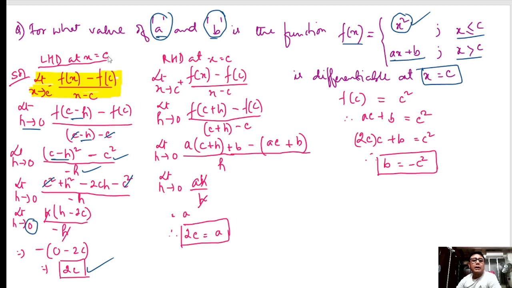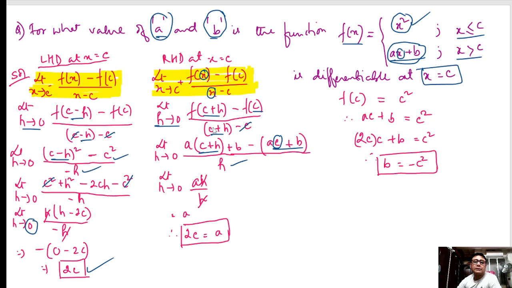Similarly, now I will check the right hand derivative of the function. So x tends to c plus, that means I will take x as c plus h. In place of x I will put c plus h, and h tends to 0. So more than c means I will now take the ax plus b function, and in place of x I will put c plus h. So this is that x, and f(c) means in place of x put c.